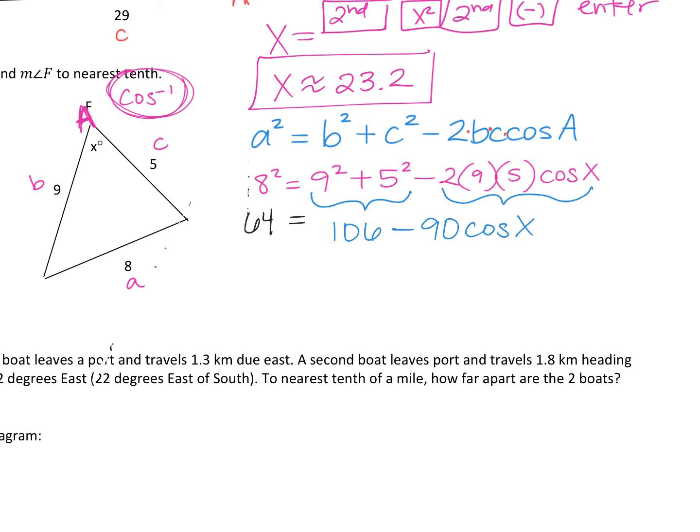Can anyone tell me your next step? What are you going to subtract? 106, okay? Don't do 106 minus 90. You cannot because you haven't multiplied these together yet, okay? So instead, let's just rearrange. Move the 106 over to the other side, and you get a negative 42. This is gone, equals a negative 90 times the cosine of x.